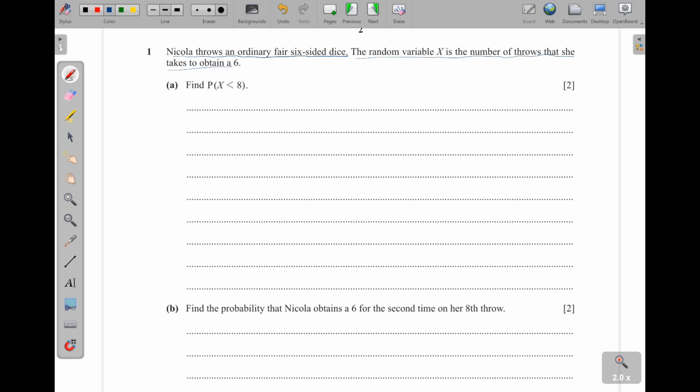Now, of course, for a fair six-sided die, the sample space comprises 1, 2, 3, 4, 5, and 6, and the probability of obtaining each of them is 1 over 6. The random variable x is the number of throws she takes to obtain a 6, and we are finding the probability of x less than 8. The number of times the experiment is done is not known, so this is a geometric distribution.